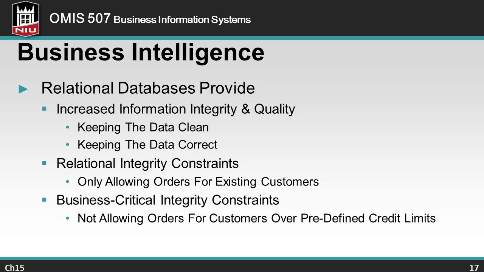We could also block orders coming in from customers not already in the database. In this case, the order would be rerouted to have the new customer information loaded first, and then the new order. There may be other business-critical integrity constraints like not allowing orders for customers over predefined credit limits, or not accepting orders from customers who are past due in their payments.